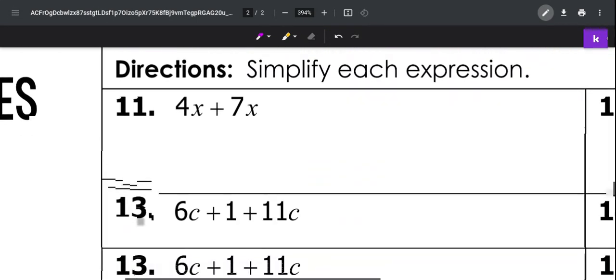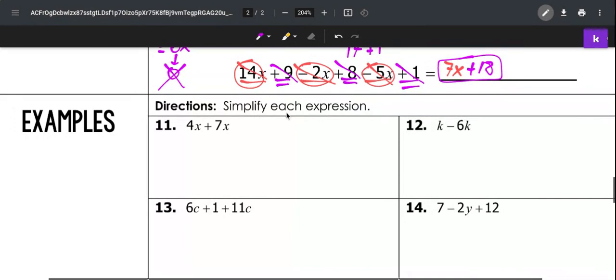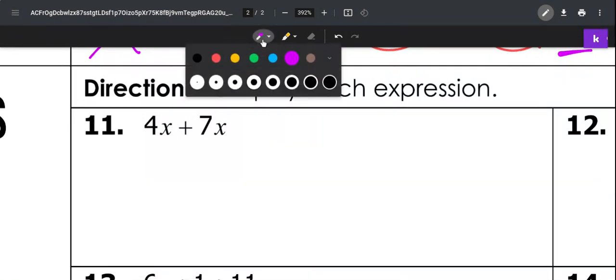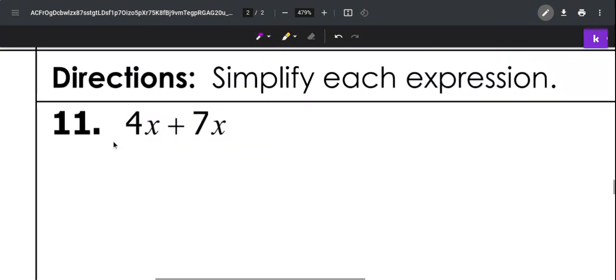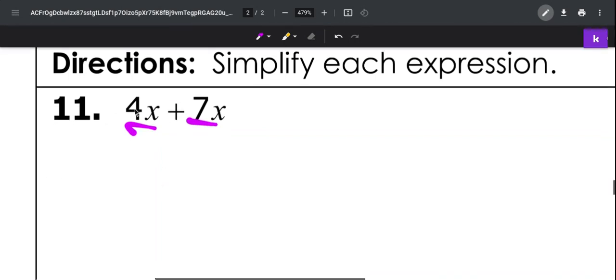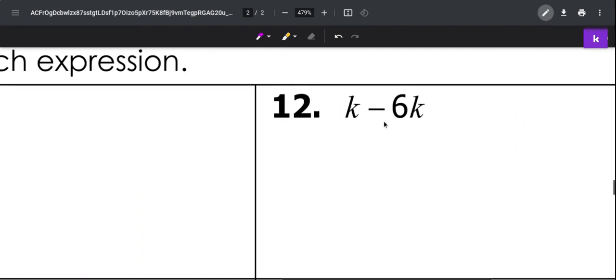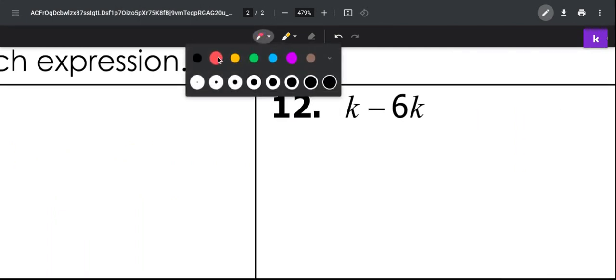All right. Number 11. So here's what we're doing. We are simplifying each expression, which in this case means combine like terms. Now, let's underline everything that has an x. Now, when we do that, we only underline two things. So these are the only two things we have to add. And we're adding two positive numbers, so we just take our coefficient, which is the number in front of x, and we add those two. So 4 plus 7 is 11. And then we bring down our x. That's our answer. All right. Now let's look at the next one. See if you could do this one on your own. You can pause it and see if you can do it.